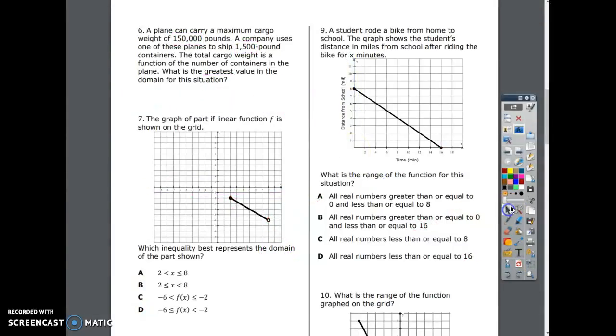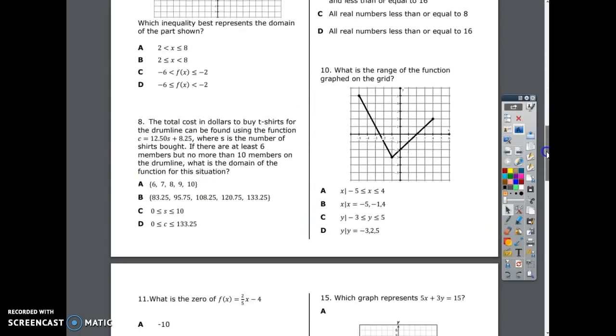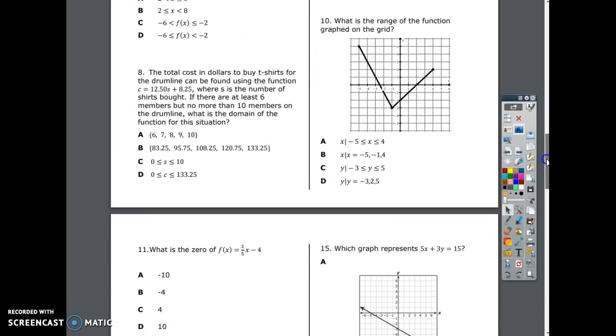The next one, problem number 8. What is the question asking? Domain. Circle domain. It's asking for the domain. They gave you an equation. So this would go in Desmos, right? And we need the x's, but we do have to read a little bit more because I need to know what the range is going to be for this one.